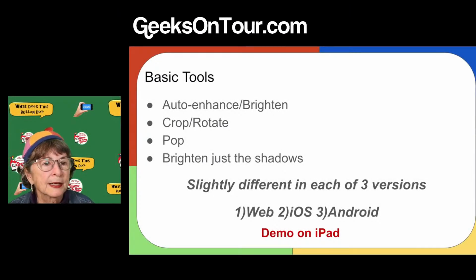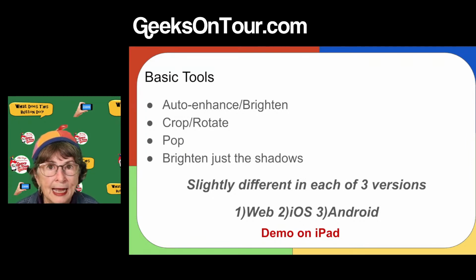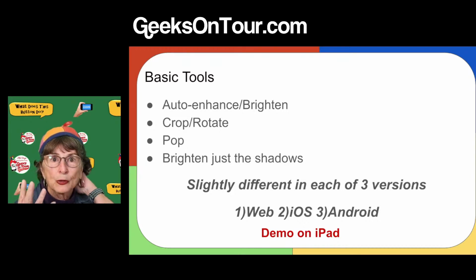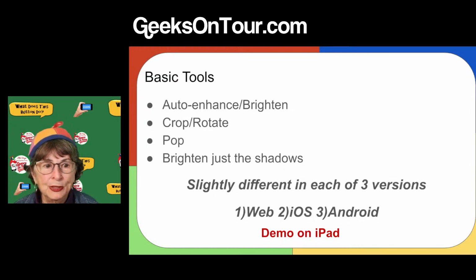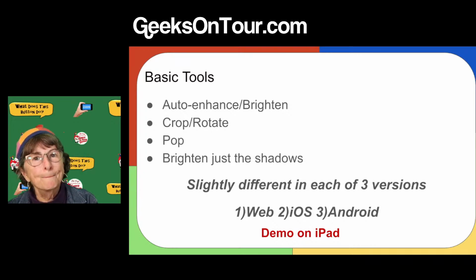So I did an auto enhance, brighten, just the enhance, crop and rotate, pop, and brightening just the shadows. Those 4 things, if you learn those 4 things, and they can be done with Apple Photos, with Samsung Gallery, any photo editor on your phone or on your computer has those 4 things. Get used to doing those and you will have better pictures. But there's more.